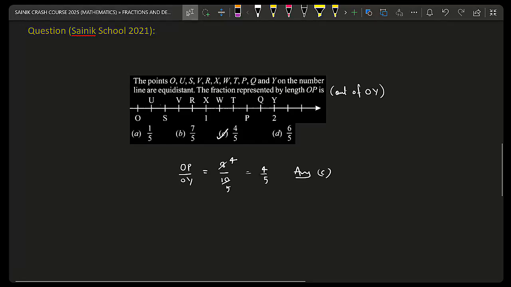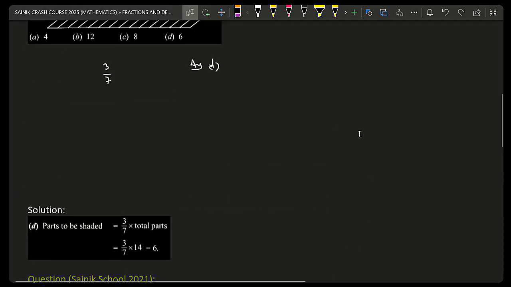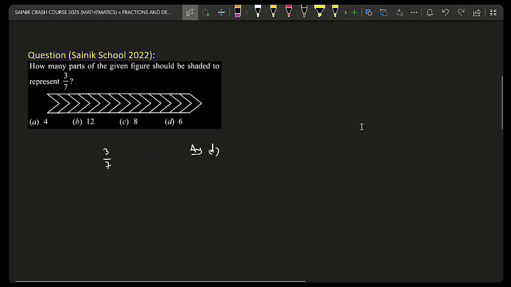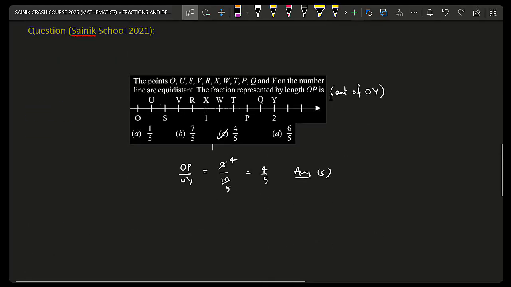Sir, the last question there. Can I tell a shortcut method? Yes, tell me. Sir, we have to shade 6 out of 14. Yes, and we have to simplify 6 by 14. Yeah, we can do that, but till now we have not done equivalent fractions. No, that's why I did it using the figure only. After we discuss equivalent fractions and do cancelling, then we are able to do that. Okay, sir. Okay, so I think this is finished, all of you.